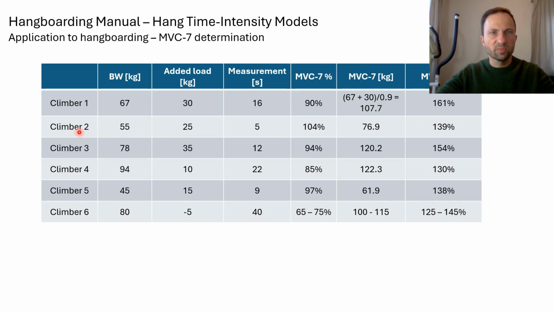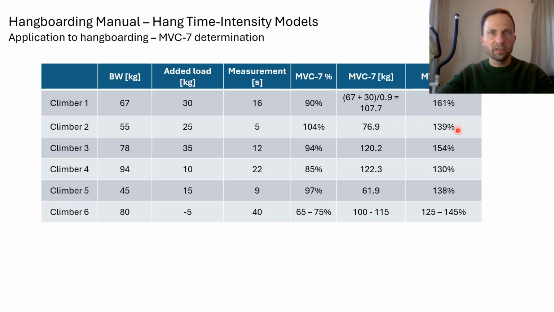The same measurement was performed for climber 2. This time the hang lasted only 5 seconds, which means that the load was too heavy, around 104% of the 7 seconds max. We can again perform a similar calculation. If the total hang load, body weight plus added weight, was 80 kilograms, then the MVC7 is 80 kilograms divided by 104%, so that's 76.9 kilograms. That's 139% body weight, which is a value typical for female climbers with well-developed aerobic endurance.